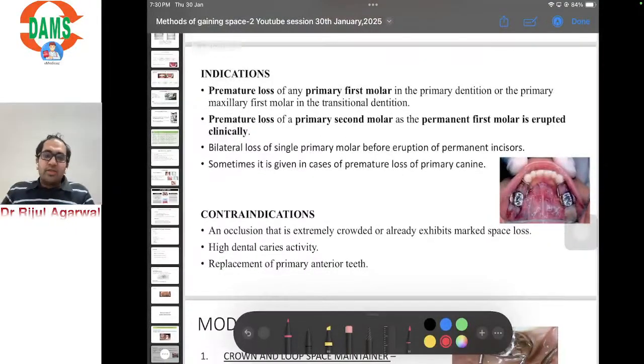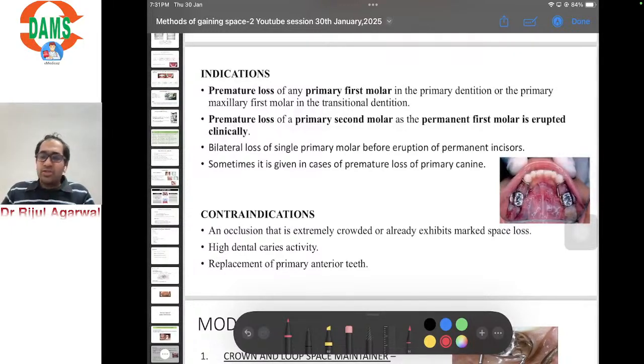Indications I have already discussed in the tabular form, that is premature loss of primary first molar in the primary dentition, of the primary maxillary first molar in the transitional dentition. Premature loss of primary second molar as the permanent first molar is erupted. Bilateral loss, or sometimes given in case of premature loss of primary canine as well.